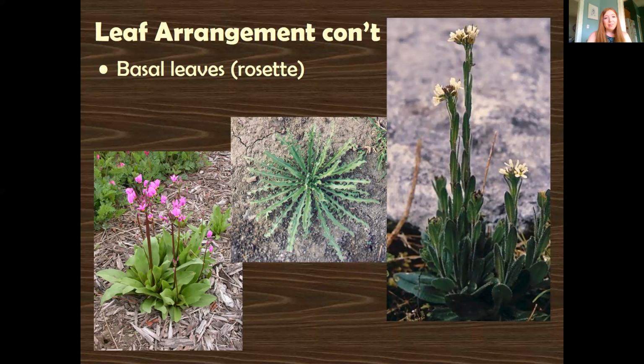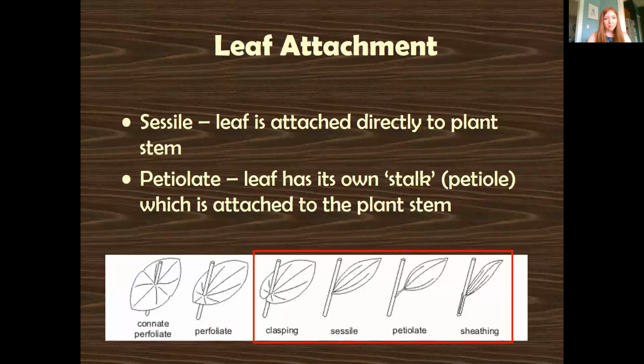Now, leaf arrangements continuing. I mentioned earlier biennials, and often biennials will have a basal rosette in their first year. This is a number of leaves coming right from the ground, and the flowering stalk usually emerges from that basal rosette. So leaf attachment, you can have a sessile leaf, where the leaf is attached directly to the plant stem, or you can have a leaf with its own little stalk, a petiole, and that's what attaches it to the plant stem.